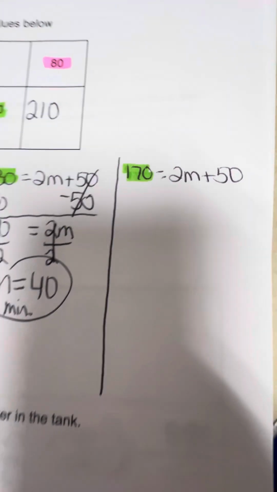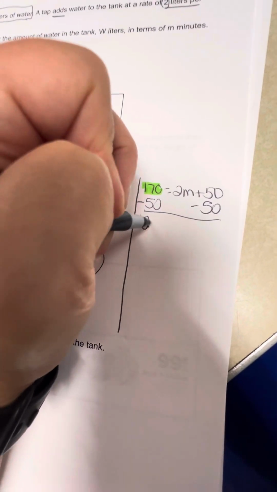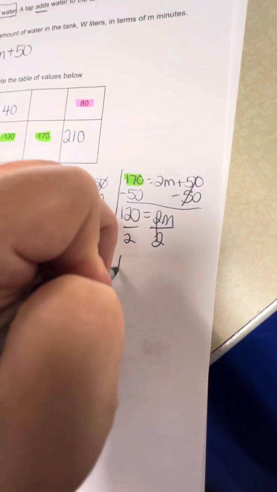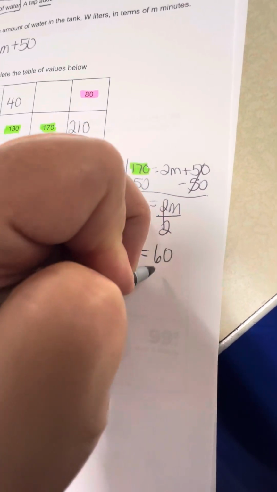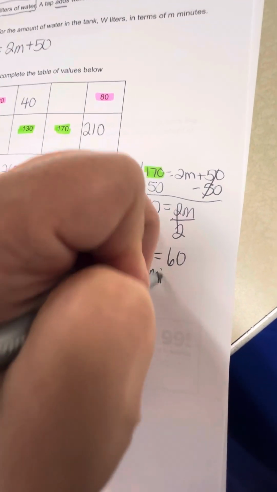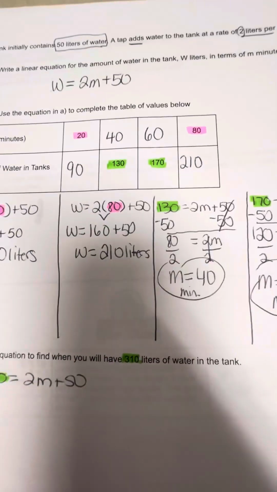And then on this one, we're going to do the same kinds of steps. Subtract 50 on both sides. And when I do that, I'm left with 120. And then my next step is to divide both sides by 2. And we get m is equal to 120 divided by 2, or 60 minutes in this problem. And so that would fill in this part of the table. And so we now have that.